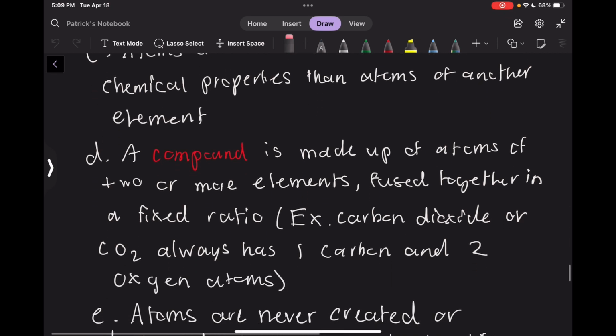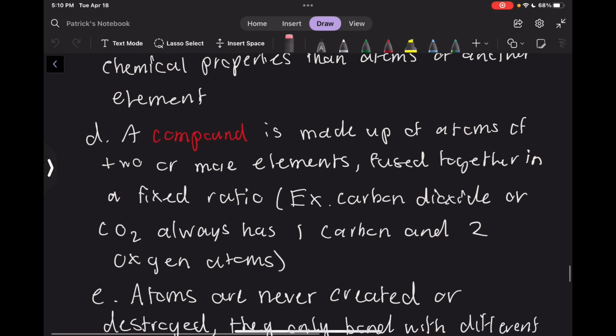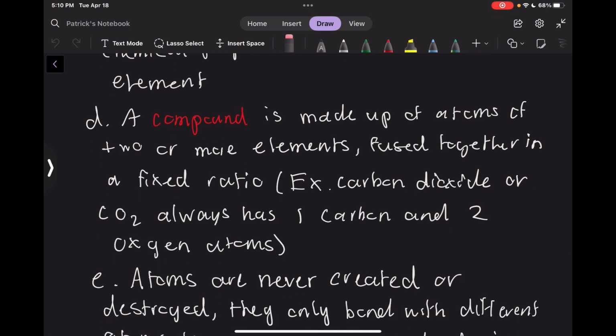The fourth of Dalton's points is that there are substances called compounds, and according to his theory, compounds are unique combinations of different atoms from 2 or more elements. In addition to this, he also believed that any given compound will always be made up of a fixed ratio of different atoms. One common example is carbon dioxide gas. Carbon dioxide, or CO2, will always be made up of 1 carbon atom and 2 oxygen atoms fused together.